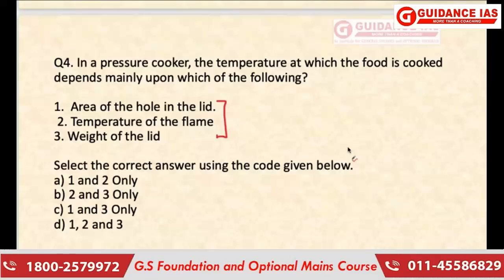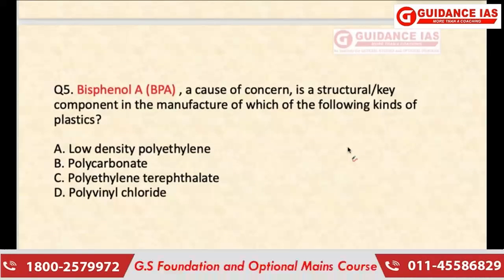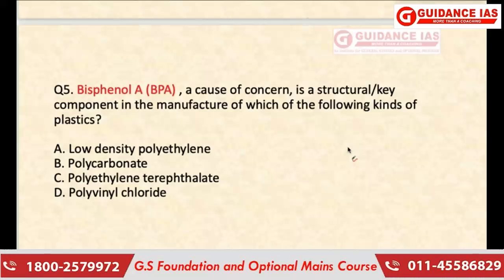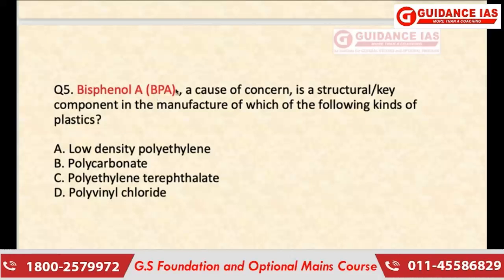in this question. Moving ahead with our next question, question number 5. Bisphenol A, a cause of concern, is a structural or a key component in the manufacture of which kind of plastics? Okay, let's see. So before we get into the options, we must understand what bisphenol A is all about. Bisphenol A है क्या? Let us look at some of the important or major properties of it.